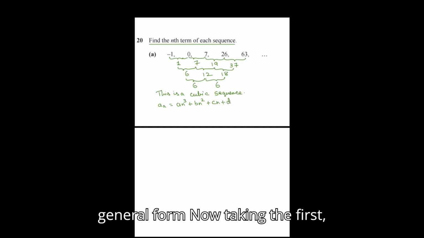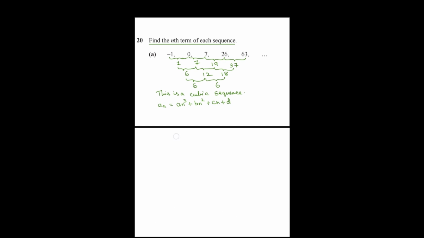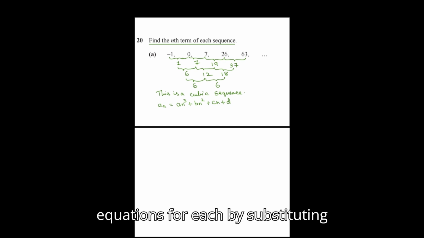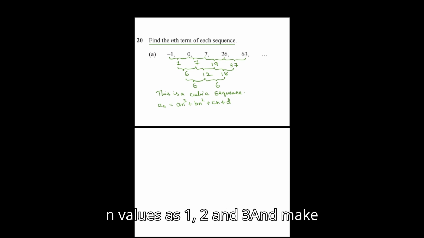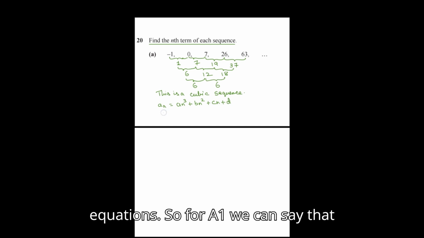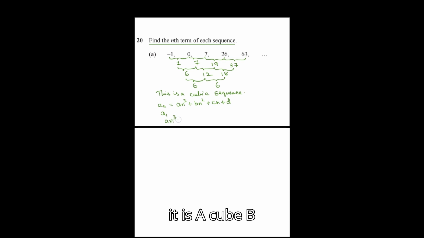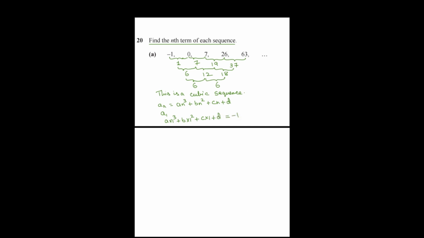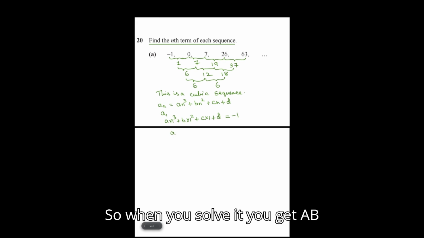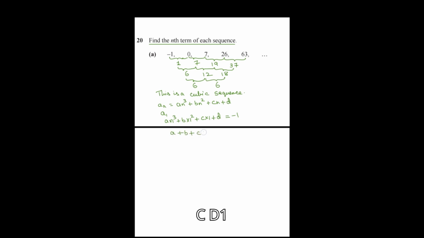Now, taking the first, second, third terms, we will make equations for each by substituting n values as 1, 2 and 3. So for a1 we can say that it is a into 1 cube plus b into 1 square plus c into 1 plus d, which will be the first term, that is -1. So when you solve it, you get a plus b plus c plus d is equal to -1.